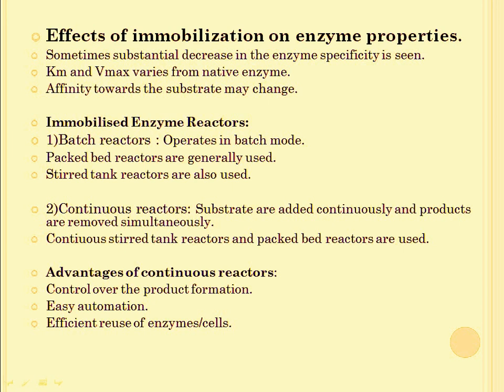Advantages include control over product formation because the samples are checked on a daily basis. Sampling is done daily so as to check the immobilization and the formation of the product. They are easily automated because, on a daily basis, in a particular time frame, the products are extracted and the substrates are added. They are efficiently reused, and the cells and the enzymes can be reused for the next process of immobilization.